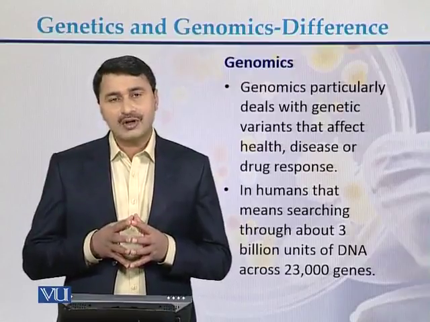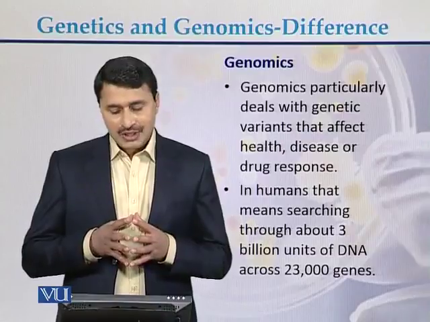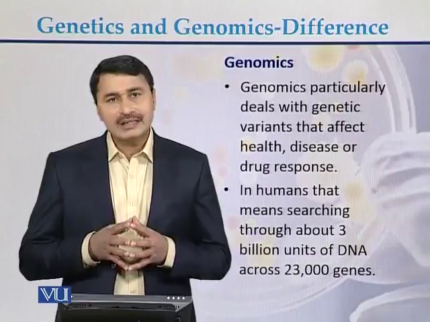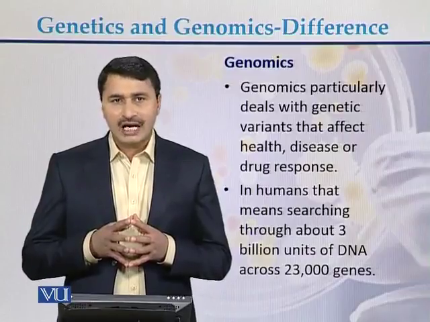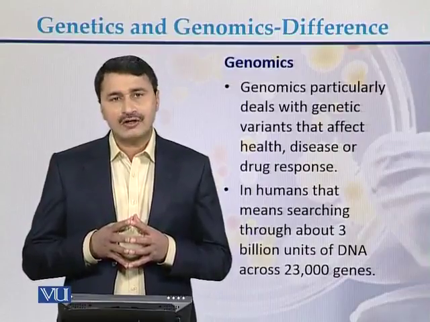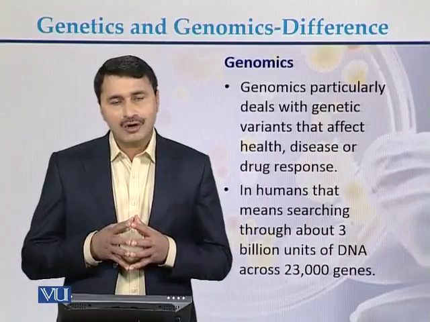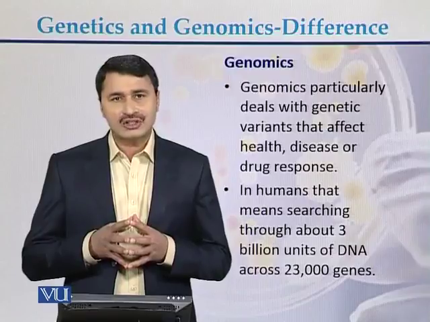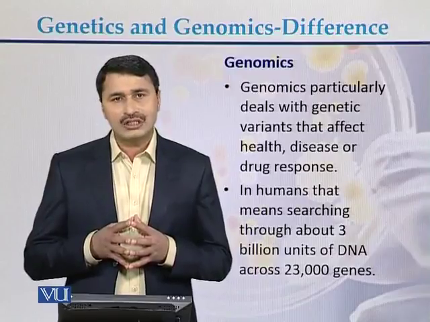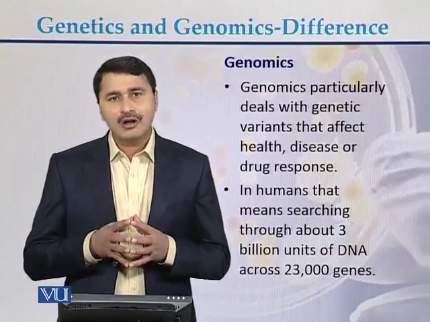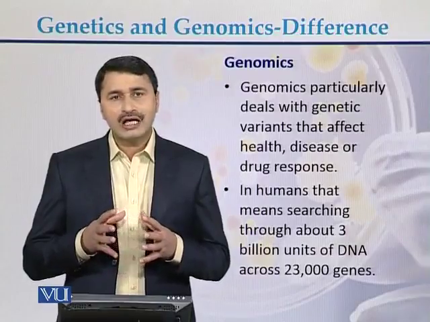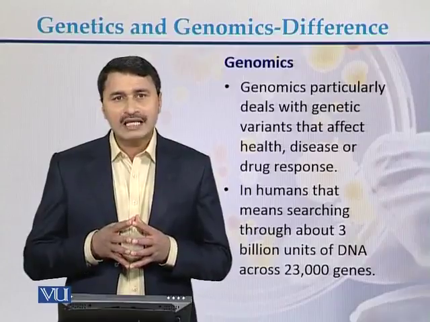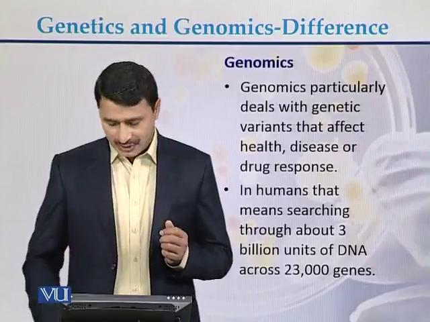If we take the example of humans, genomics means to study 3 billion nucleotides of the DNA. Or in other words, we are studying approximately 23,000 genes. When we are studying 23,000 genes simultaneously, or we are studying all the nucleotide sequence of the genome, then it is called genomics.